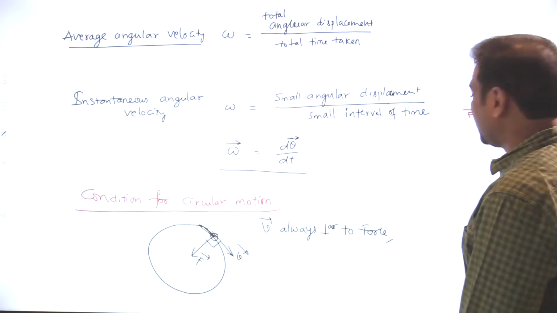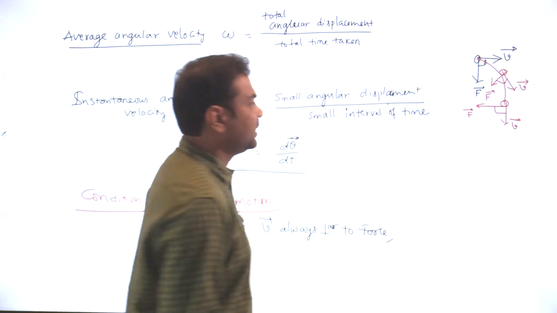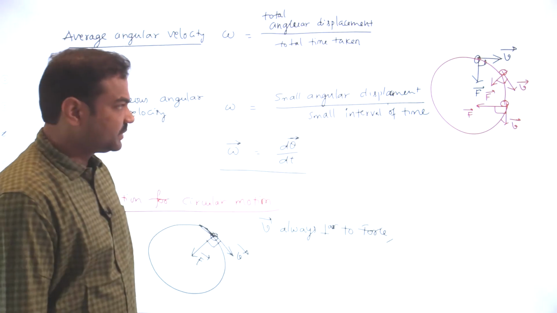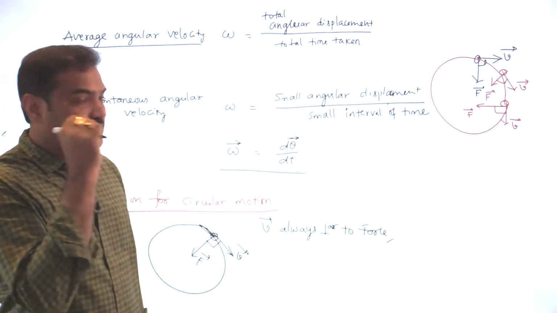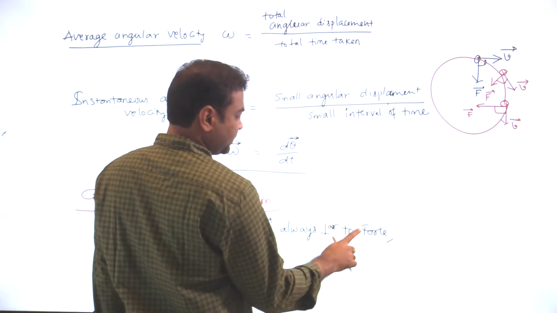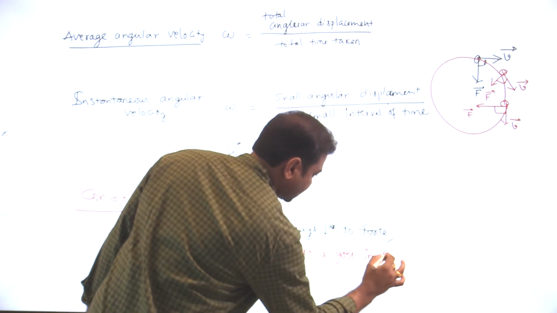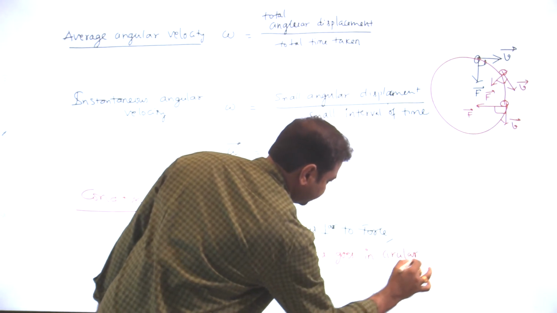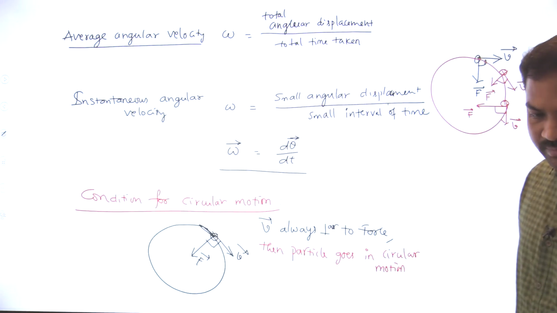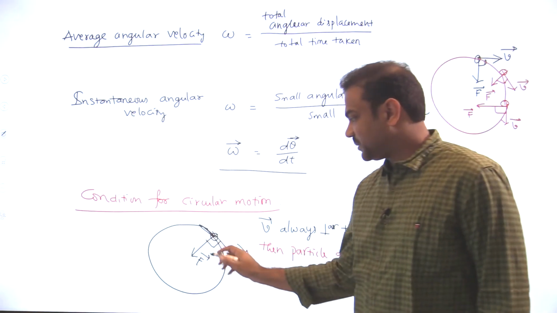Whenever you achieve this condition, whenever force is always perpendicular to velocity, then automatically the particle will go in a circular path. Okay? So we'll go back to the same place. That's why I wrote v bar is always perpendicular to force, then the particle goes in circular motion. So that is the condition, but it will differ a little once we see the remaining things also. So force should be perpendicular to velocity.